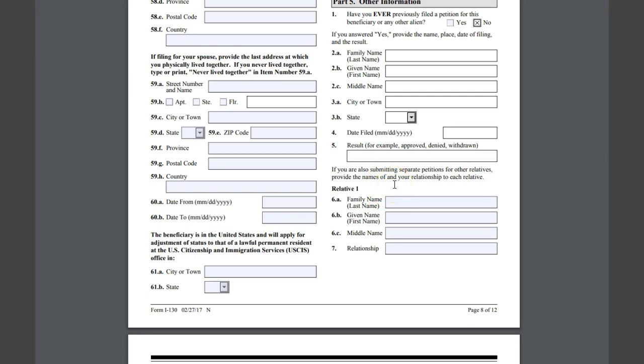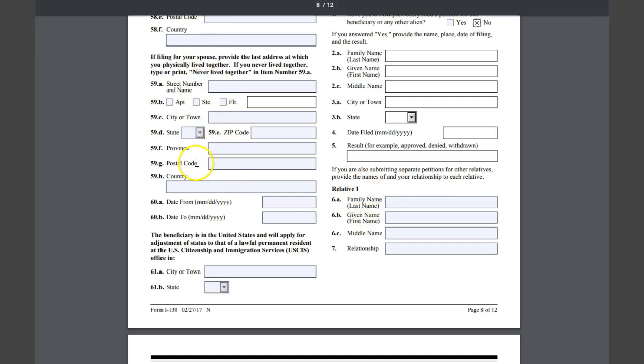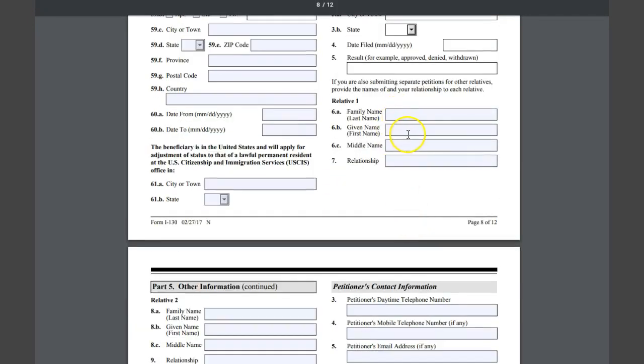Okay, they say these refer to other petitions being submitted simultaneously, at the same time. What do I mean by that? Let's say you are applying at the same time for your mother and your father. Which means it's going to be a separate application. This application is going to be for your mother, but now you will put the name of your father here.